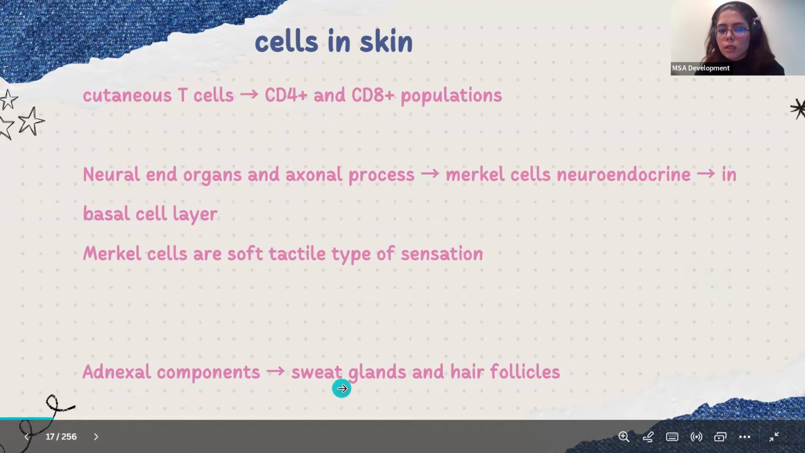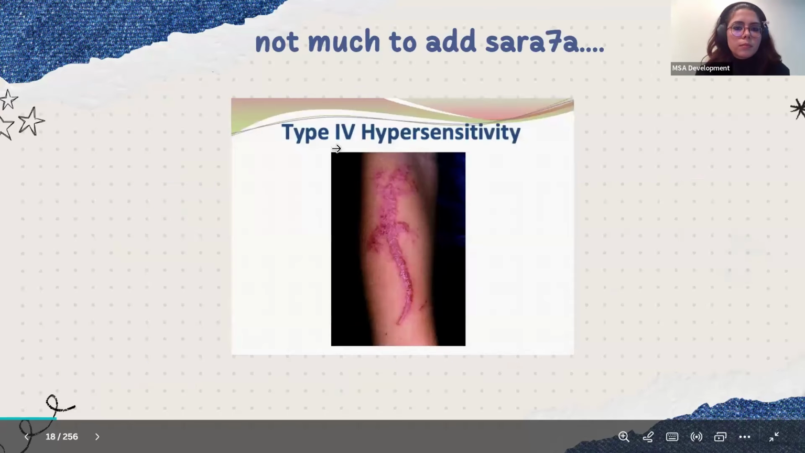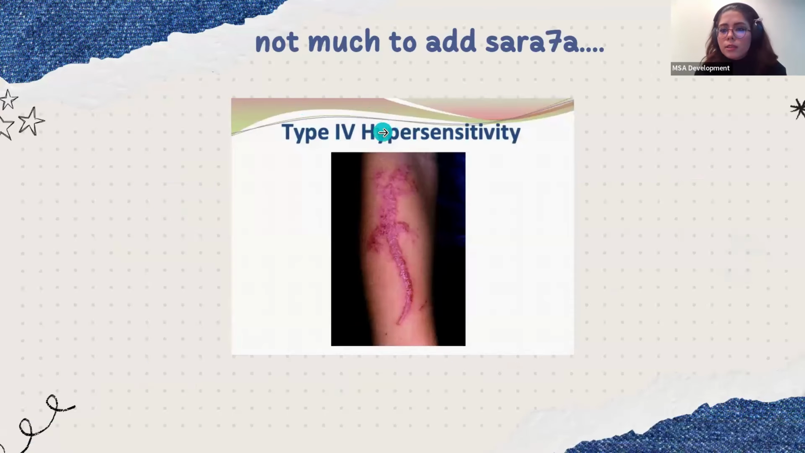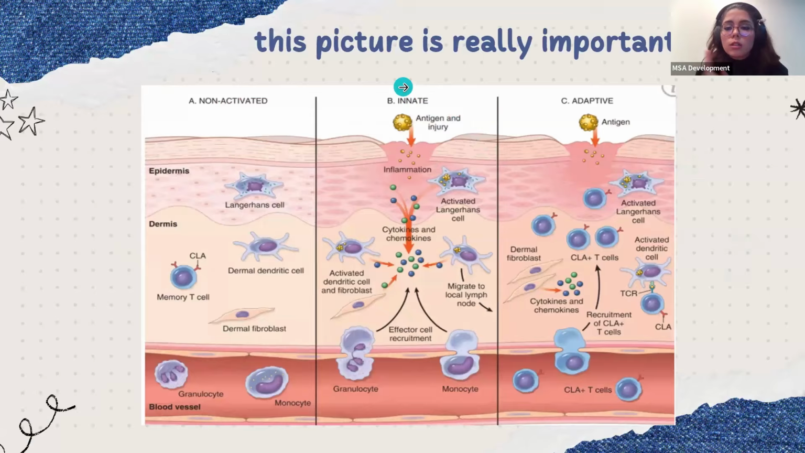Adnexal components here with the skin appendages, sweat glands, and hair follicles. Okay, type 4 hypersensitivity, allergic reaction of some sort. According to Abrar, this picture is really important. This is just showing you what's actually happening.